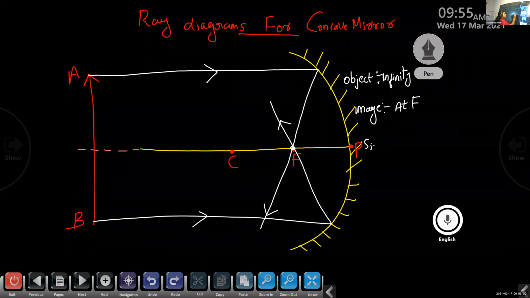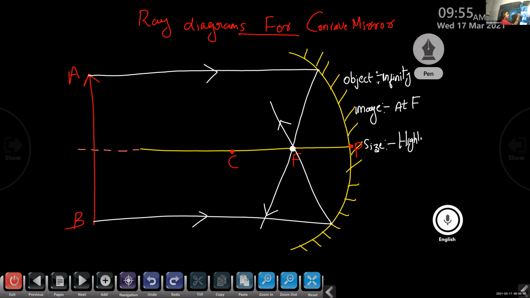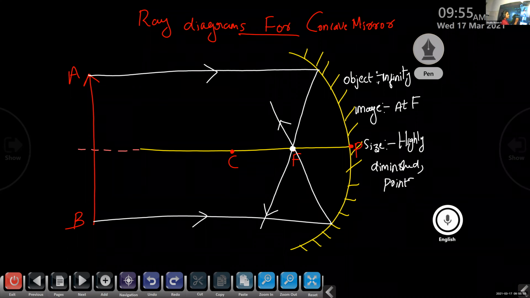Now, what about the size of the image? Just observe the size of the image, how it looks. It is diminished or point sized, right? This is point size. So the size of the image is highly diminished. We cannot see the image actually. It is highly diminished or point sized.